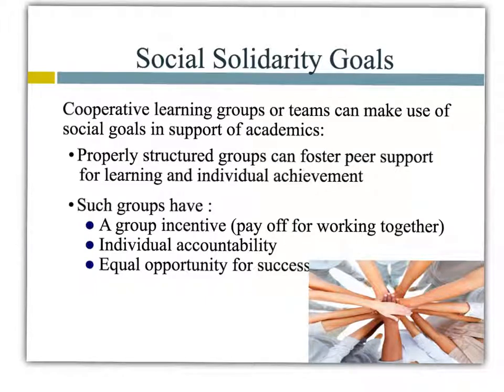However, you can leverage them in the classroom, and you can do this by using cooperative learning groups or teams. Now, properly structured groups can foster peer support for learning and individual achievement. However, you have to be very careful to group students effectively. Such groups have a group incentive, and that is a payoff for working together, such as a grade or other goal. These groups also have individual accountability. A lack of this can reduce engagement. And finally, these groups have an equal opportunity for success. Now, research strongly suggests that cooperative groups lead to greater achievement and foster improvements in interpersonal interactions.